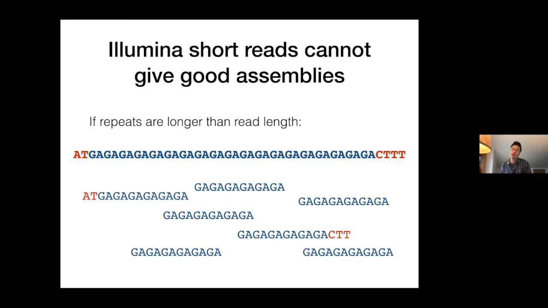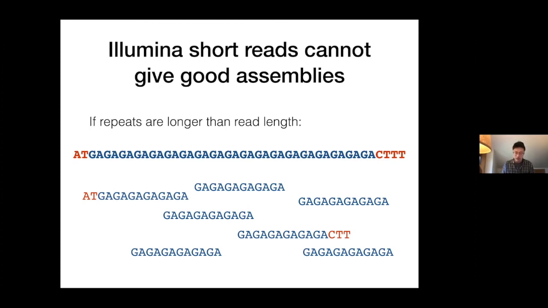So this is not good for assembly, because if you have a repeat longer than the read length, then there's no way you can assemble paths for those regions. And plants tend to have a lot of repeats. So Illumina-only assembly tends to give highly fragmented genome assemblies with tens of thousands of different contigs in the end.